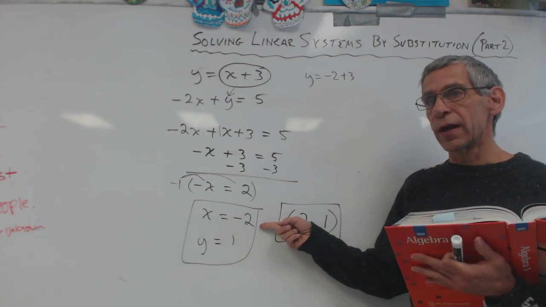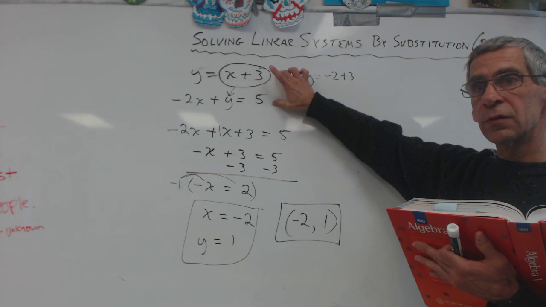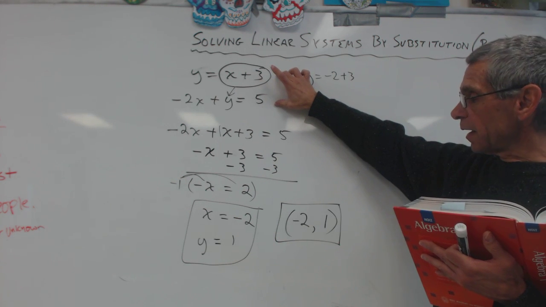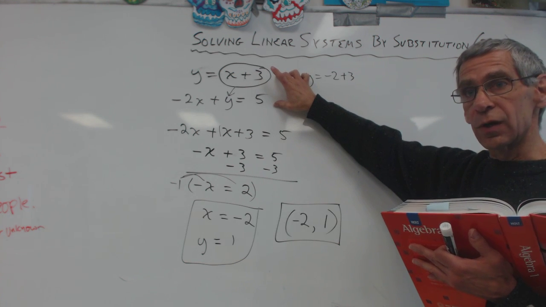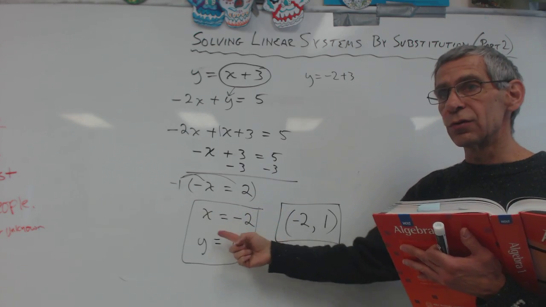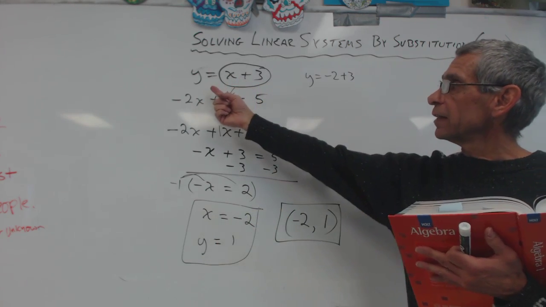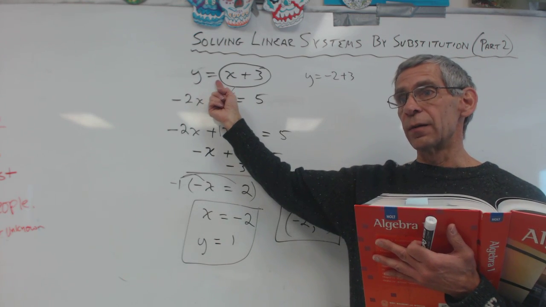Once I found out what x is, I go back to one of the two original problems that were given, and I choose. It doesn't matter which one I choose, but I like to choose the easier one to solve with. I'm going to substitute the -2 in for x. I like this one. I'm trying to find y. This says y equals. That's perfect. It's already set up for me.